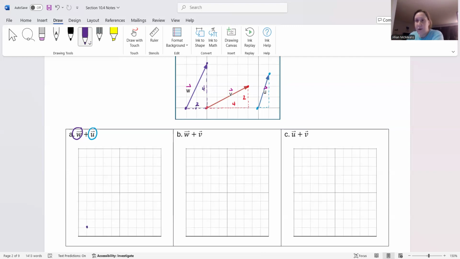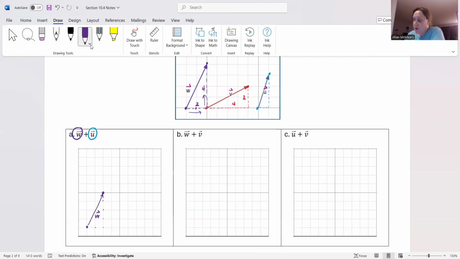Now remember, we already found our directions, the movement horizontally and the movement vertically. So for W, I go to the right 2, and then I go up 4. From whatever my initial point is, I go to the right 1, 2, and then up 1, 2, 3, 4. And that's my terminal point. Connecting those becomes my vector. So this shows vector W, and I'm going to put a little W here just to make it really clear in case somebody can't tell the difference between purple, red, and blue.